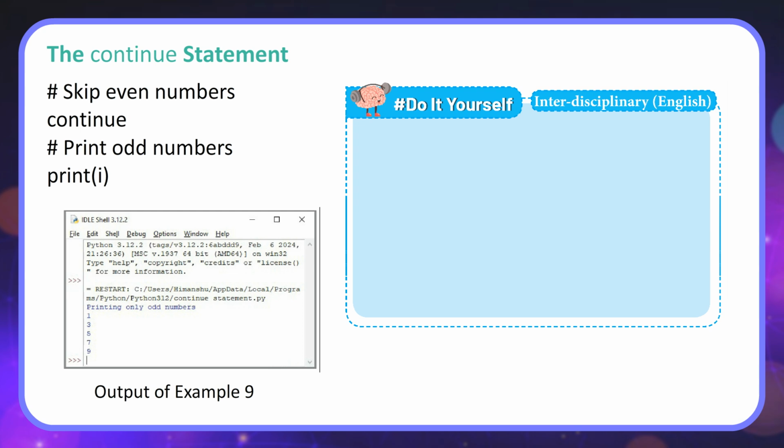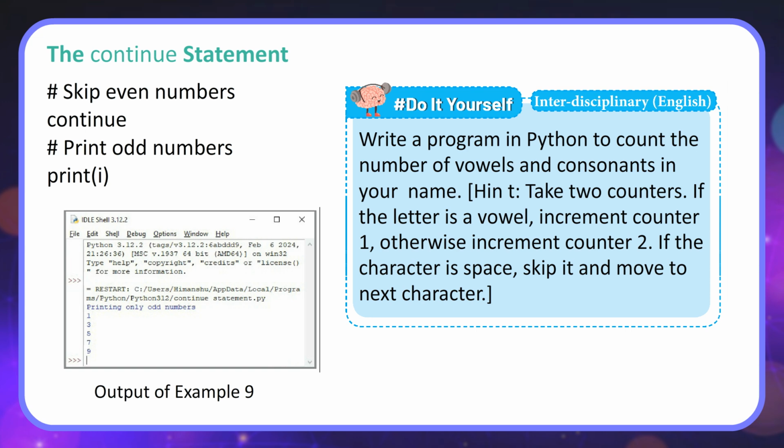Do it yourself. Interdisciplinary English. Write a program in Python to count the number of vowels and consonants in your name. Hint: take two counters. If the letter is a vowel, increment counter 1, otherwise increment counter 2. If the character is space, skip it and move to the next character.